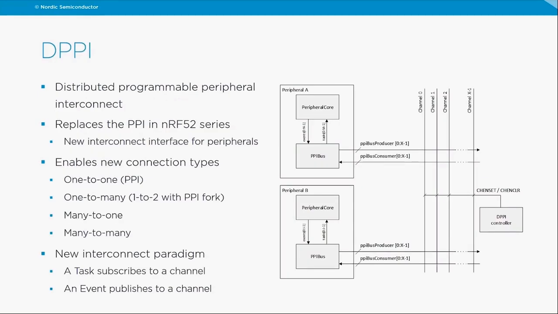The DPPI is a new peripheral. It's the distributed programmable peripheral interconnect, and this replaces the PPI in the nRF52 series. So it offers a new interconnect interface for peripherals. In the nRF52 series, you had a PPI 1-to-1 channel, and you could also do 1-to-2 with PPI fork. But now we can do 1-to-1, 1-to-many, many-to-1, and many-to-many. It is a new interconnect paradigm. And it works in a way where the task subscribes to a channel and an event publishes to a channel.